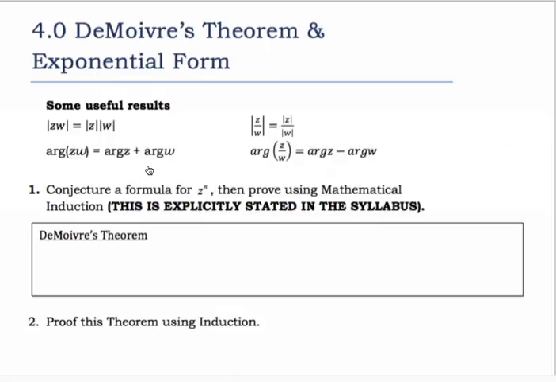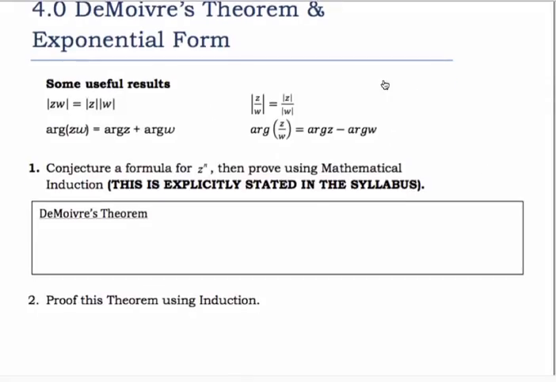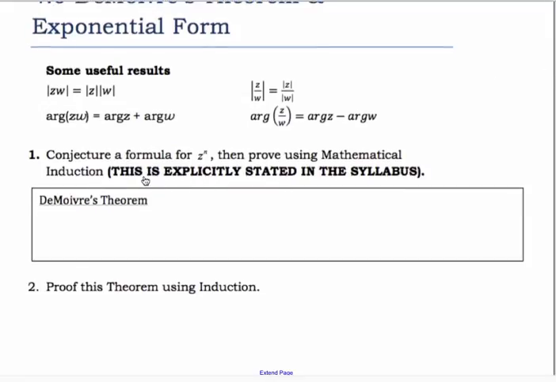Hello, this is Mr. Collier, and today we're doing De Moivre's Theorem, an exponential form of a complex number. At the beginning here, we have a couple of useful properties of the modulus and argument of complex numbers, and we'll see some easy ways to prove that in a bit. First, let's take a look at De Moivre's Theorem.